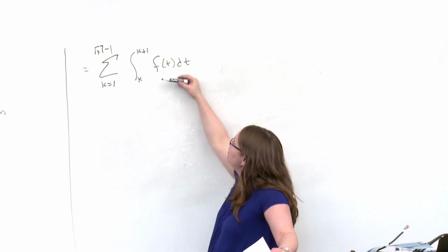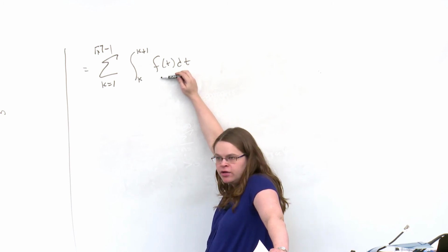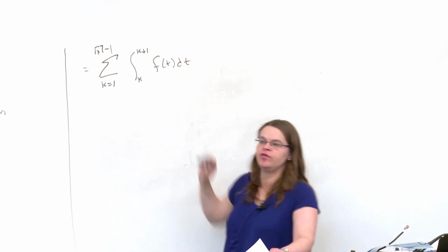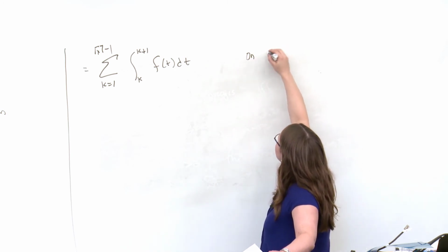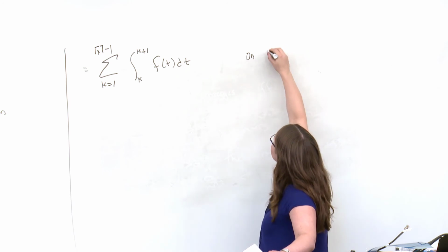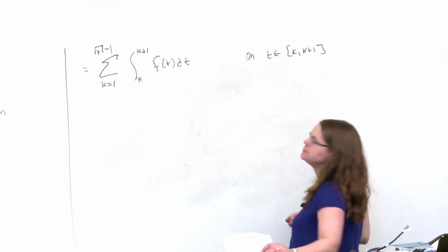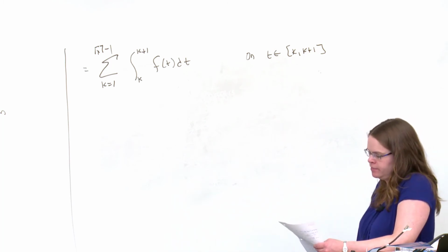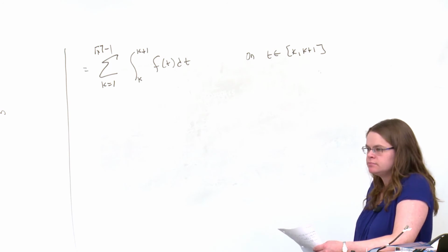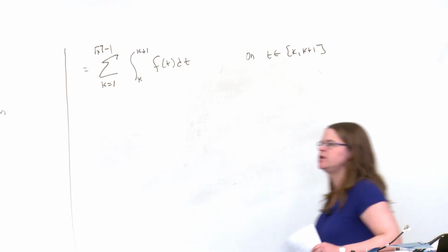I can say, well, this is a positive function. We're doing an integral. We have comparison results for integrals. So we know that on the interval, so for, let's call it t, for t belonging to k plus 1, what's going to happen here? We can take f of k plus 1, which will be the supremum of that.